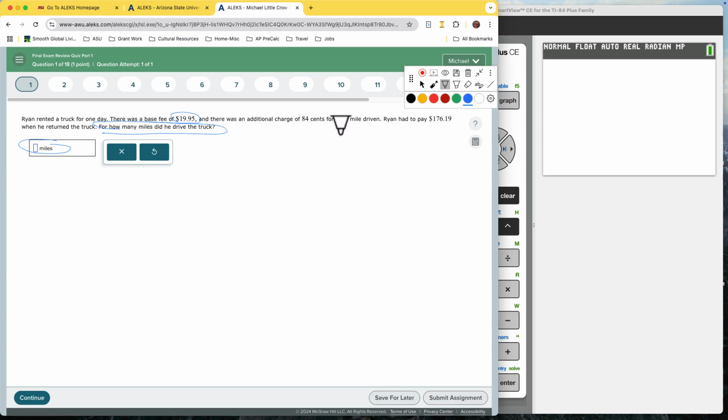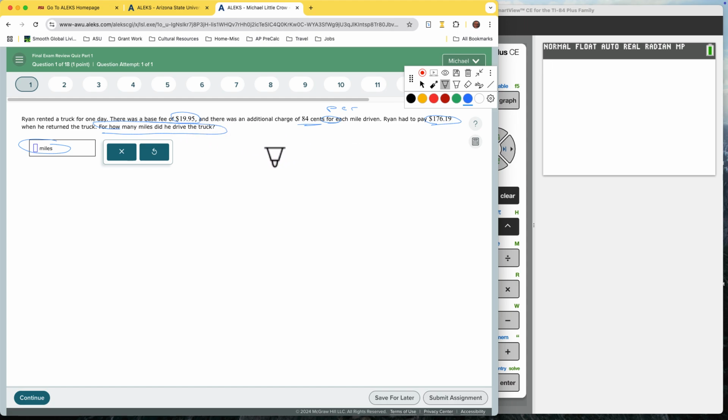There was an additional charge of 84 cents for each mile. So we're looking for words like for or per. That's going to be our slope, our rate of change, 84 cents. And then Ryan had to pay a total of $176.19. That's what we're told when he rented the truck. So then, from this, we're going to determine how many miles.